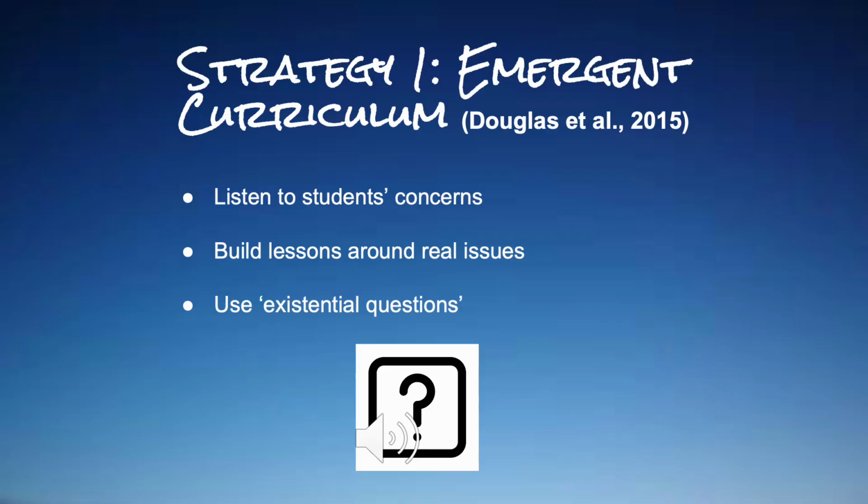Strategy 1 comes from Douglas and colleagues, who highlight the power of emergent curriculum. By paying attention to students' concerns and creating lessons that respond to real issues, teachers can make learning immediately relevant. They use what they call existential questions, questions that help students think about how to act and make decisions in the world. This strategy builds both social studies skills and student civic engagement.